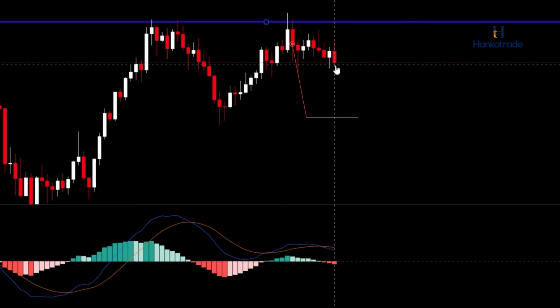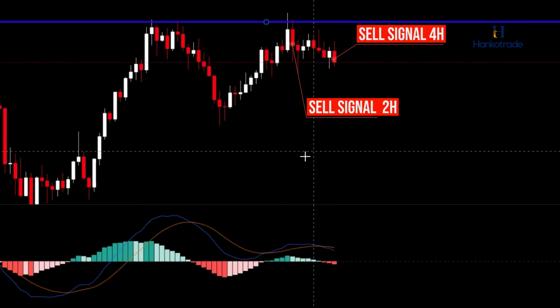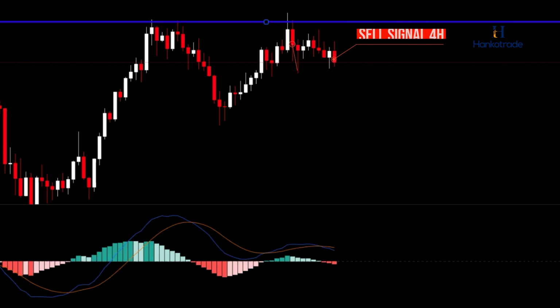By using the crossover from the 2-hour time frame, we would have entered the trade earlier. Comparing both trades, we can see that although they were both profitable, the smaller time frame crossover provided an earlier entry signal. In summary, the strategy involves selecting a time frame, identifying key levels, using the MACD indicator for confirmation, and potentially getting an earlier entry signal by zooming in to a smaller time frame.